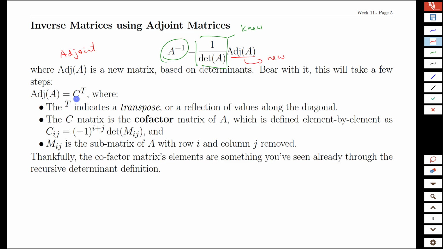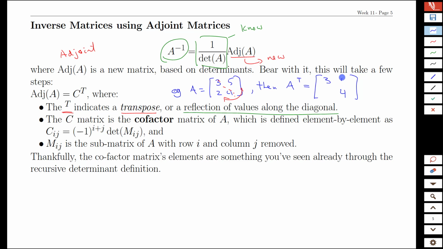So the adjoint of A is equal to some other matrix C with a T over top here as a transform. That T indicates a transpose. Now, transpose is a reflection of the values of a matrix along the diagonal, and it's pretty straightforward. So if we had our matrix A that we started with, 3, 5, 2, 4, then A transpose is going to equal, we keep the diagonal as the axis of symmetry, we keep it the same, and what we do is we flip over everything on either side.